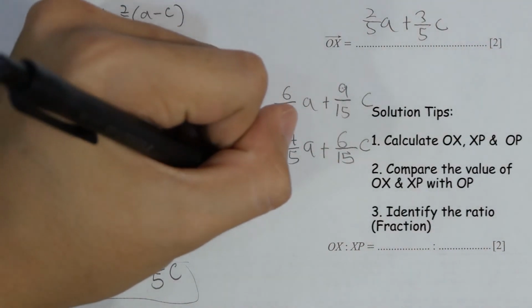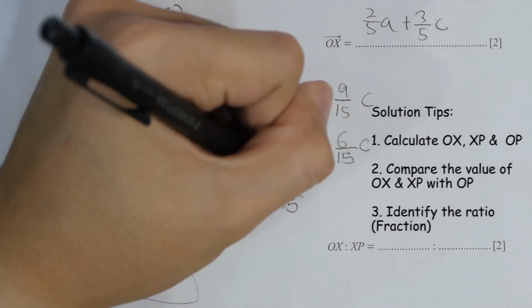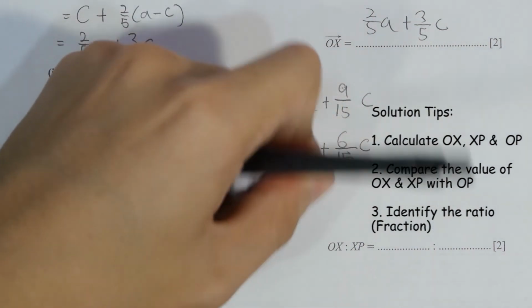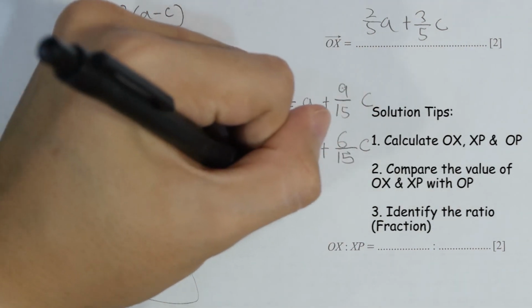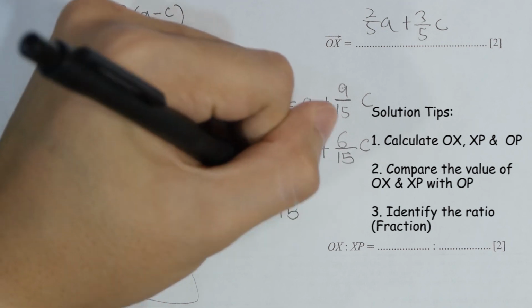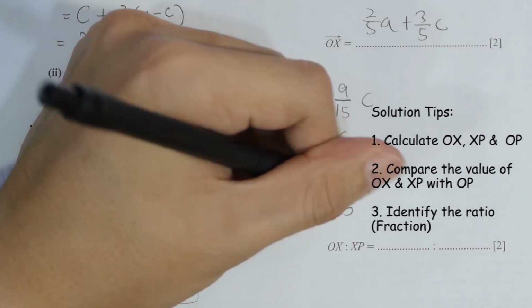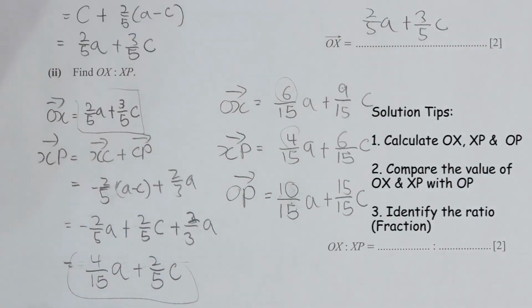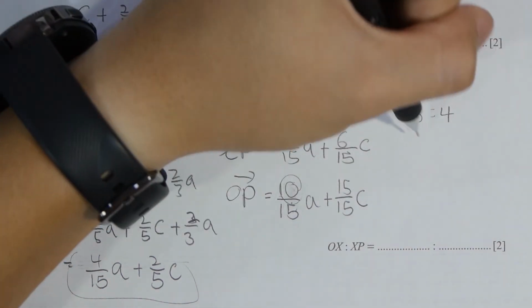So you compare, then you'll be able to identify the ratio as 3, 2. The comparison is shown over here. So OX is 6 over 15. I changed their denominators into the same to make the calculation easier.